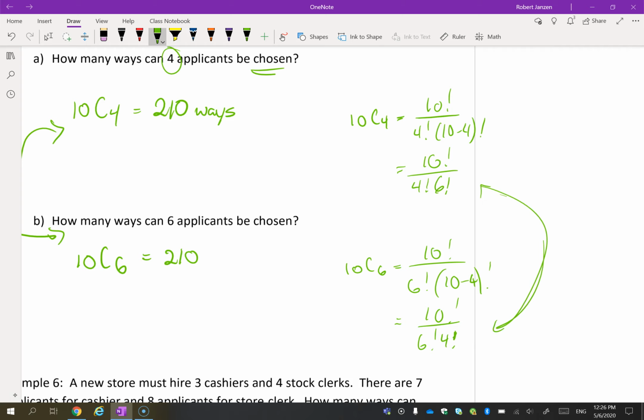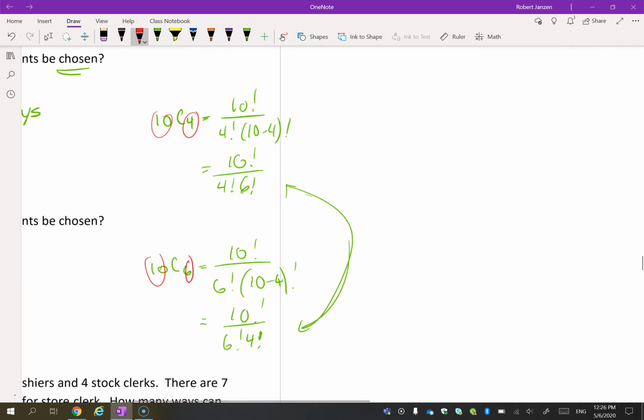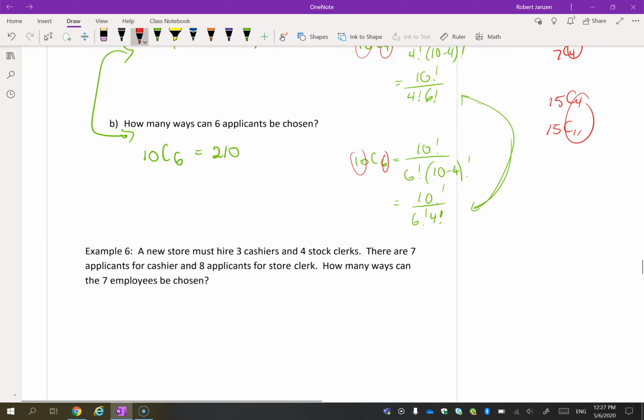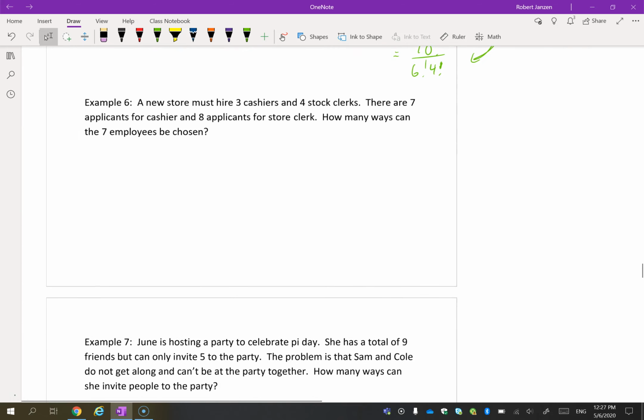In fact, any time these numbers add up to how many you're choosing from, you're going to get the same answer. So for example, 7 choose 3 and 7 choose 4, because those add up to 7, they'll be the same. 15 choose 4, 15 choose 11, because those add up to 15, they're going to be the same. Okay, just something to keep in mind. There are a few questions where that comes into play.